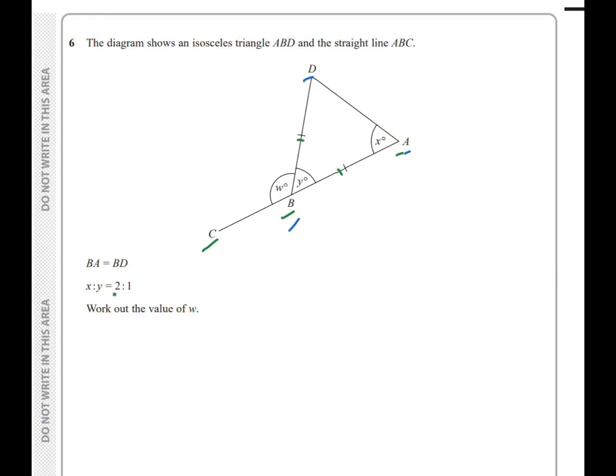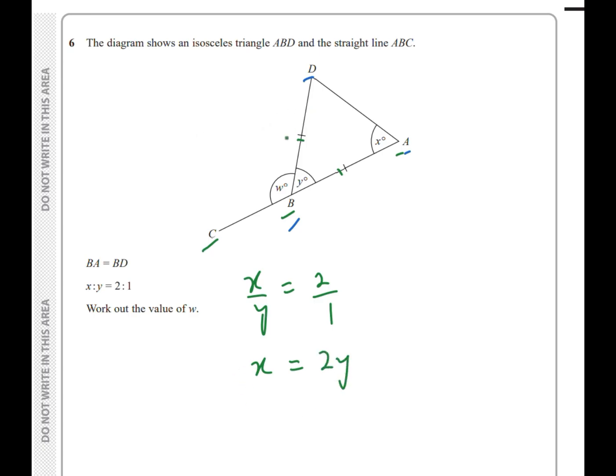And it says the ratio of x to y equals 2 to 1. It means for every 2 x's there is 1 y. For every 1 x there are 2 y's. So we can write ratios like this, right? Ratios are basically fractions. So to figure out the value of x, we're going to multiply both sides by y, so we'll get 2y. So your x is 2y.